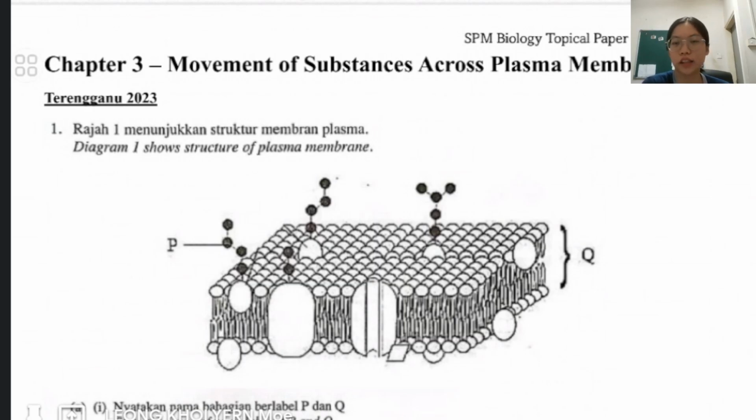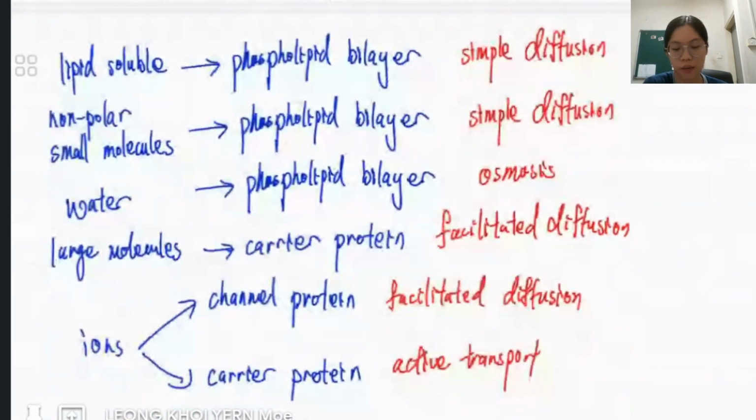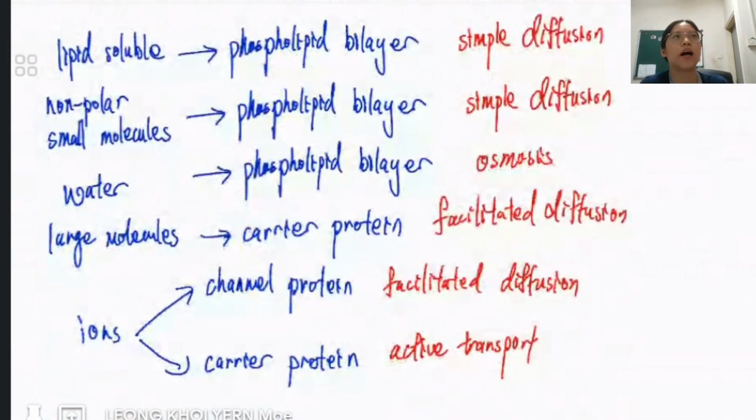Before I enter this question, I would like to show you a recap of the movement of substance, because there are many types of substance and the way they enter the plasma membrane is all a different pattern. So let's take a look.